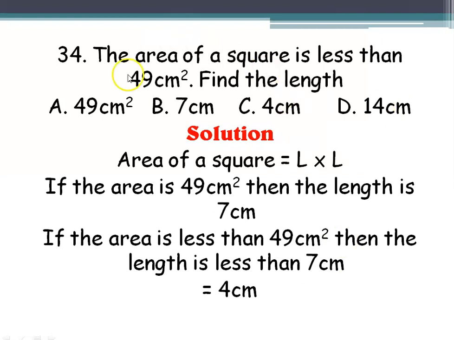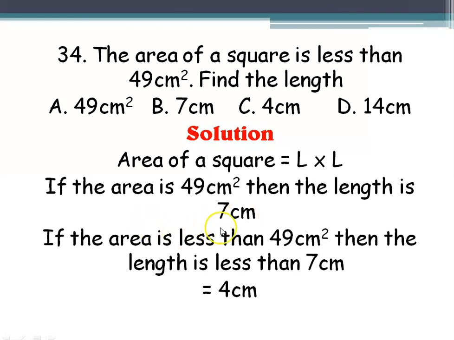Right, question 34. The area of a square is less than 49 centimeters square. Find the length. So we have these options: 49 centimeters square, 7 centimeters, 4 centimeters, and 14 centimeters. Now the area of a square is length times length. We know that, isn't it? Now if the area is 49 centimeters square, then the length will be what? The square root of 49, which is 7 centimeters.